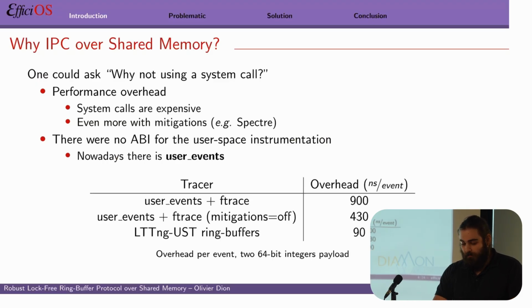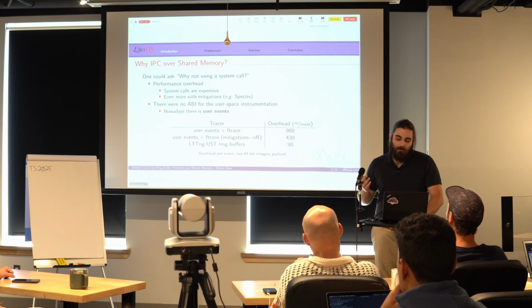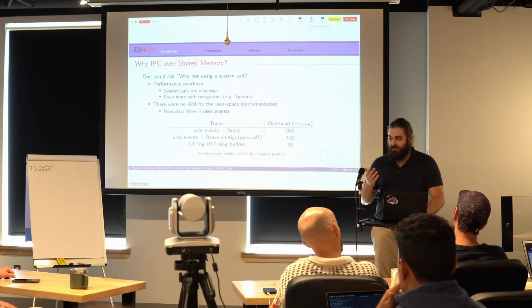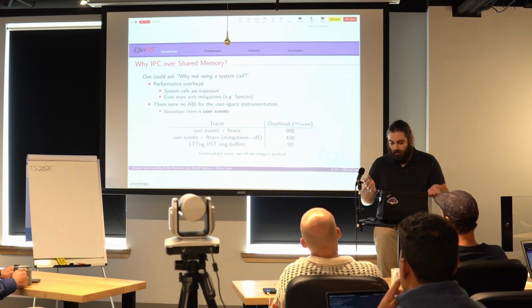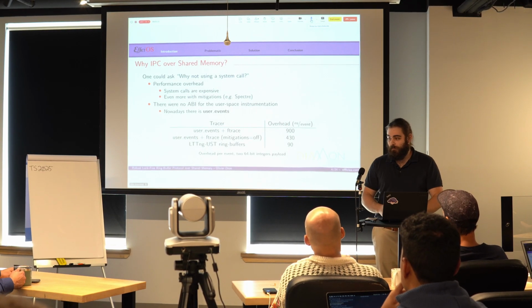So I did some benchmarks just to show quickly. This is a micro benchmark, so take this with a grain of salt. User events plus ftrace to integer to the kernel is 900 nanoseconds per event, compared to the ring buffer of LTTng, which is 90. So one order of magnitude difference. If we disable the mitigations for the kernel, we do have better overhead, but we're still in a different ballpark. So this explains, even for today, why we're not using syscalls for user space instrumentation.